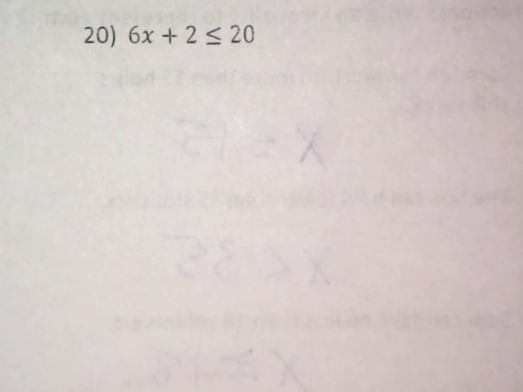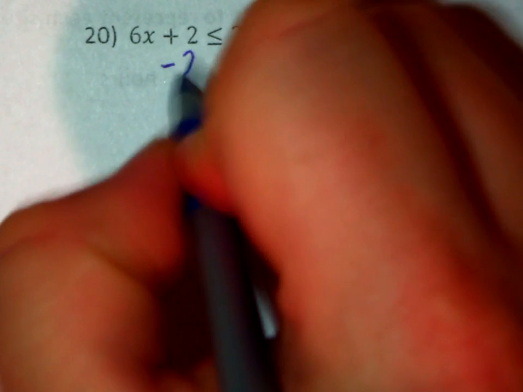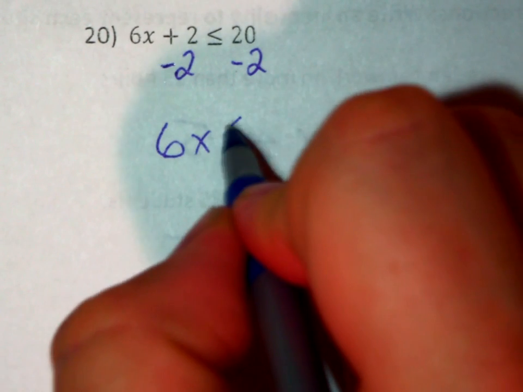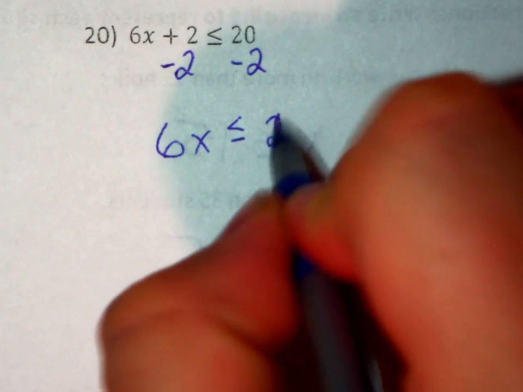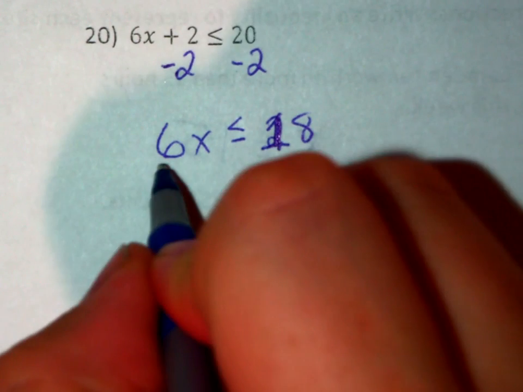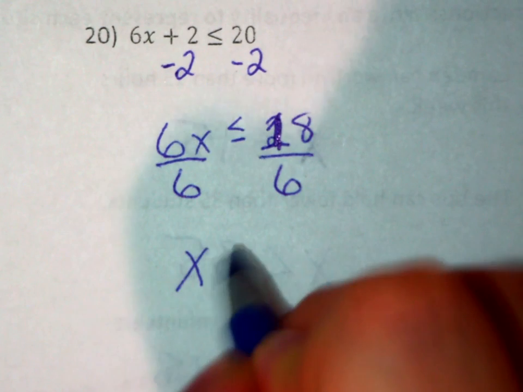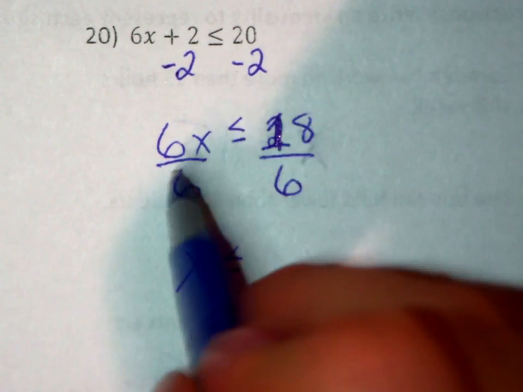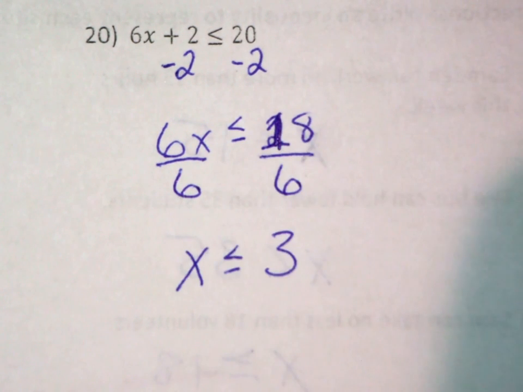The last problem, 6x plus 2 is less than or equal to 20. So I'm going to first start by subtracting 2. That would tell me that 6x is less than or equal to 18. 20 minus 2 is in fact 18. Then we divide by 6, and x is still less than or equal to, because we did not multiply or divide by a negative term, 3.